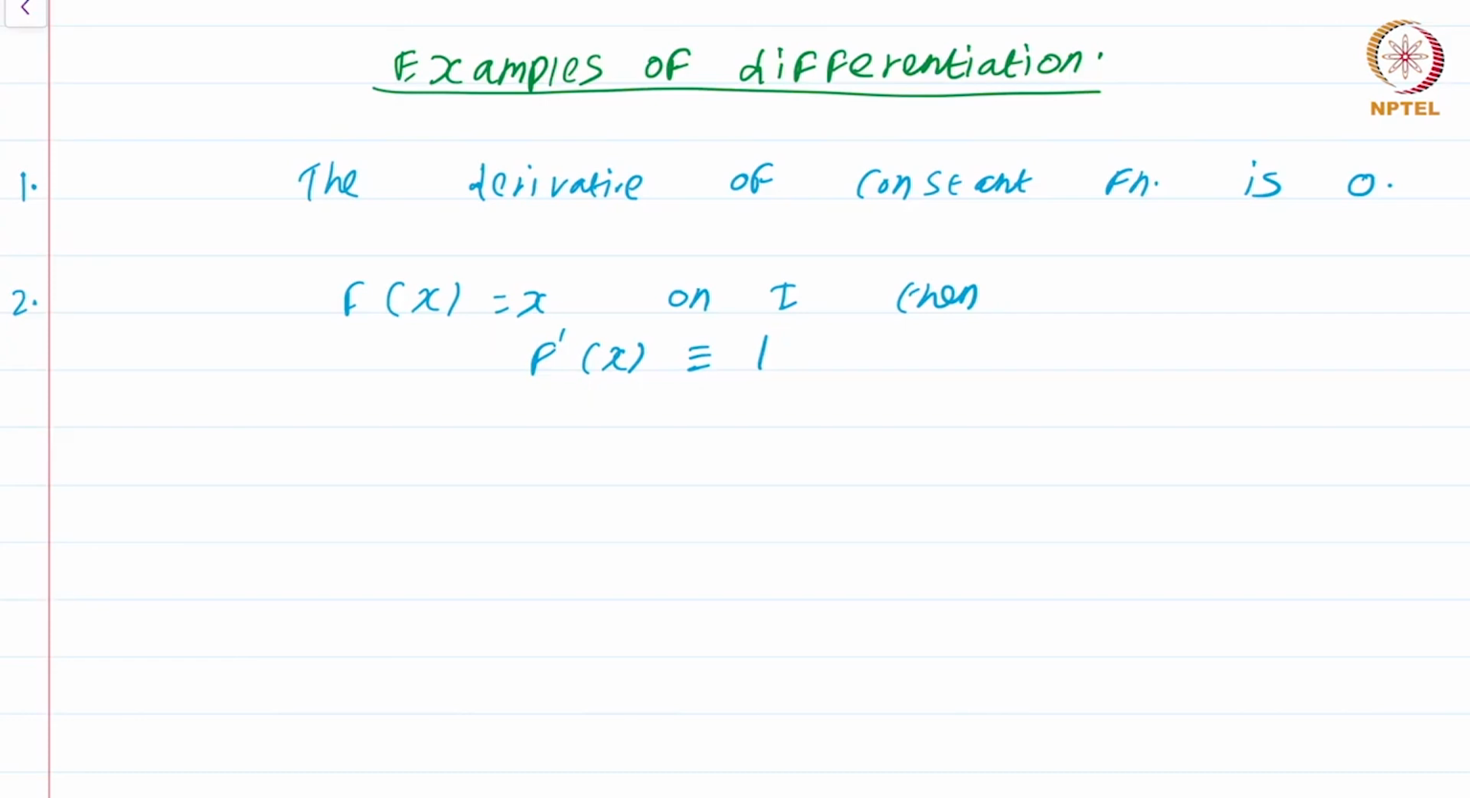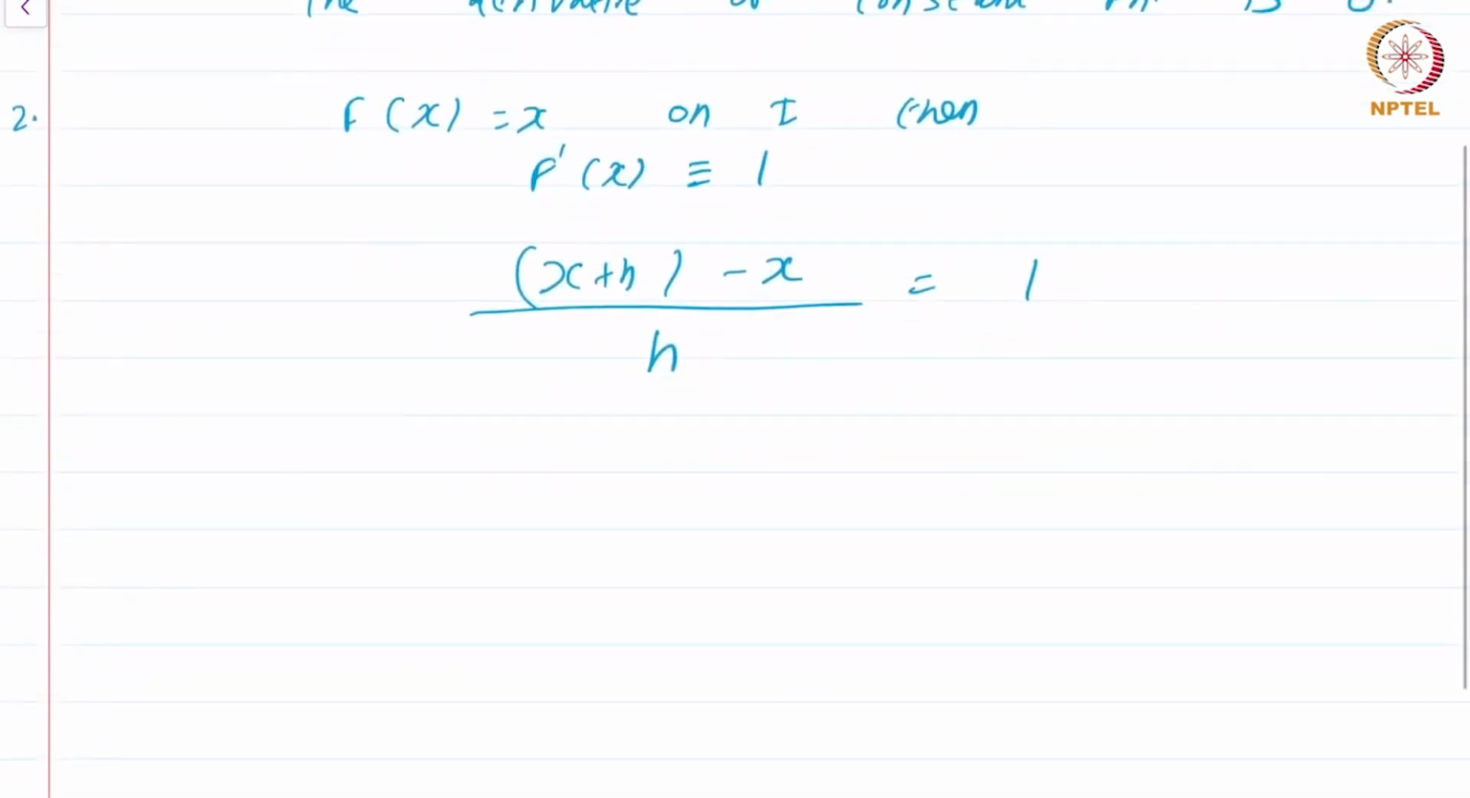Okay, why is this? Well, because at a given point to take the derivative, you'll have to take x plus h minus x by h as h goes to 0. This will just turn out to be 1. So because the Newton quotient will be identically 1, the limit will always be 1, and the derivative of the function f of x equal to x, that is the identity function, is, as you can expect, the constant 1.